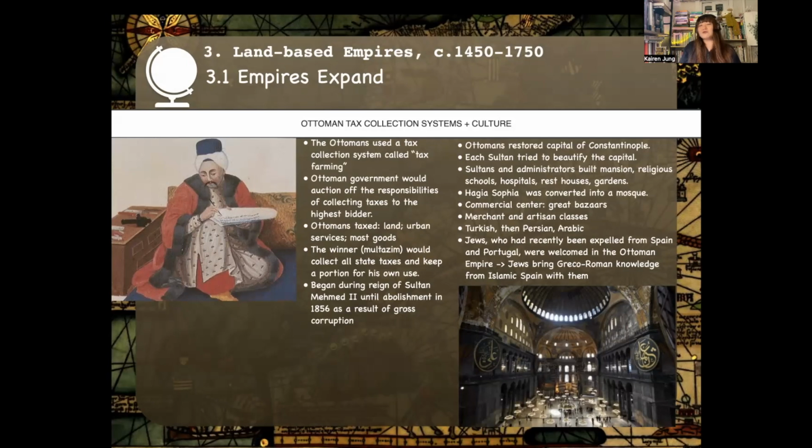This began during the reign of Sultan Mehmed II until it was abolished in 1856 because there was too much corruption going on. Now, in terms of culture, the Ottomans had a rich, vibrant culture.